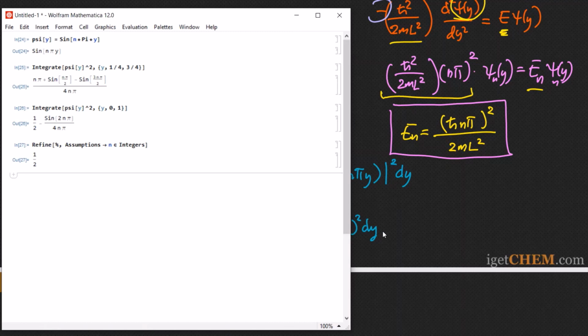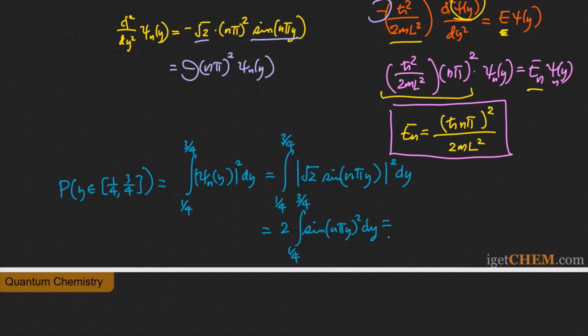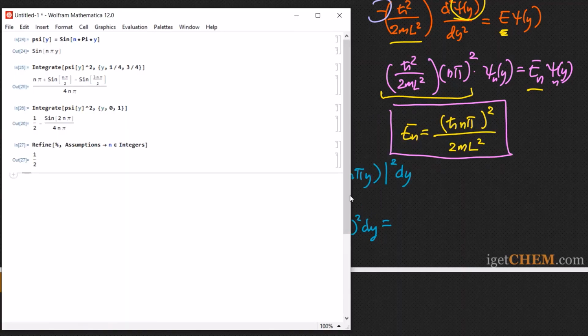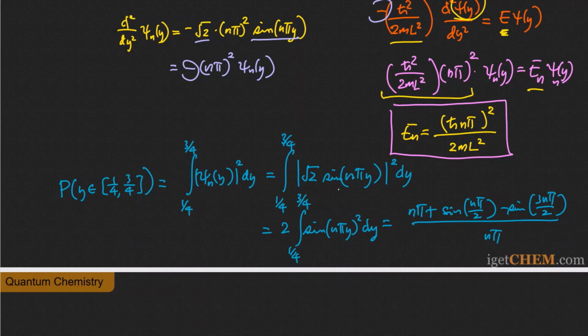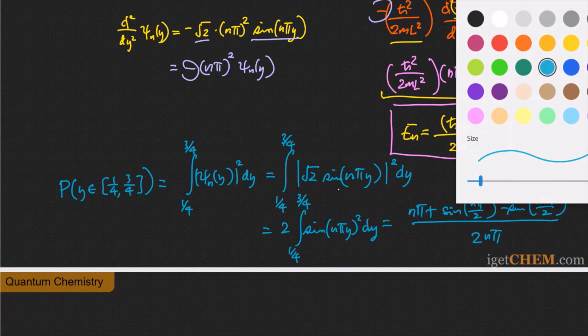So now let me just copy that over. So this is equal to n pi plus sine n pi over 2 minus sine 3n pi over 2, and below you have a 4n pi, but this is multiplied by 2, so instead of 4 we only have a 2. So that's the answer to the problem.